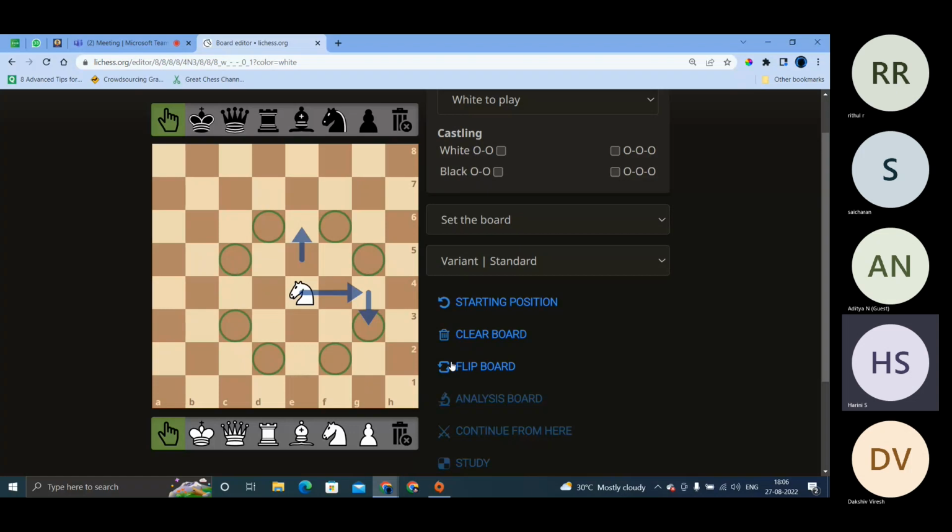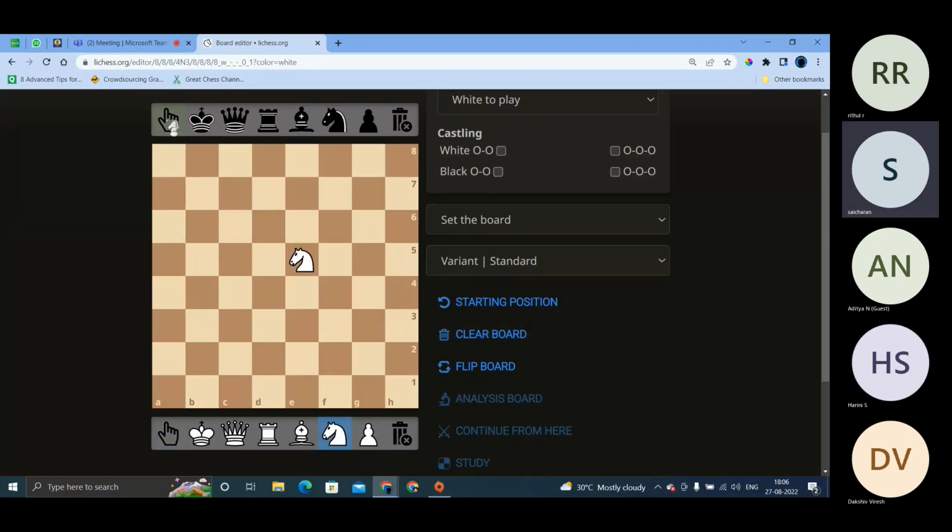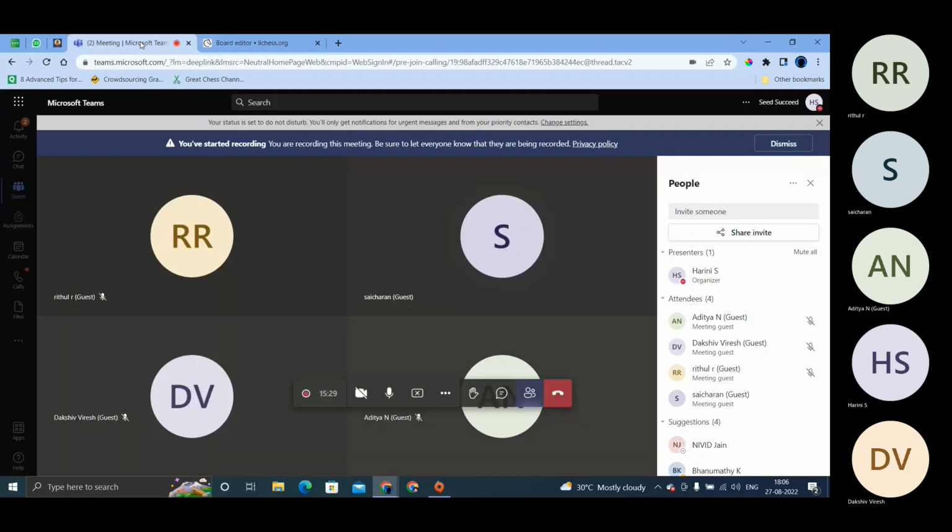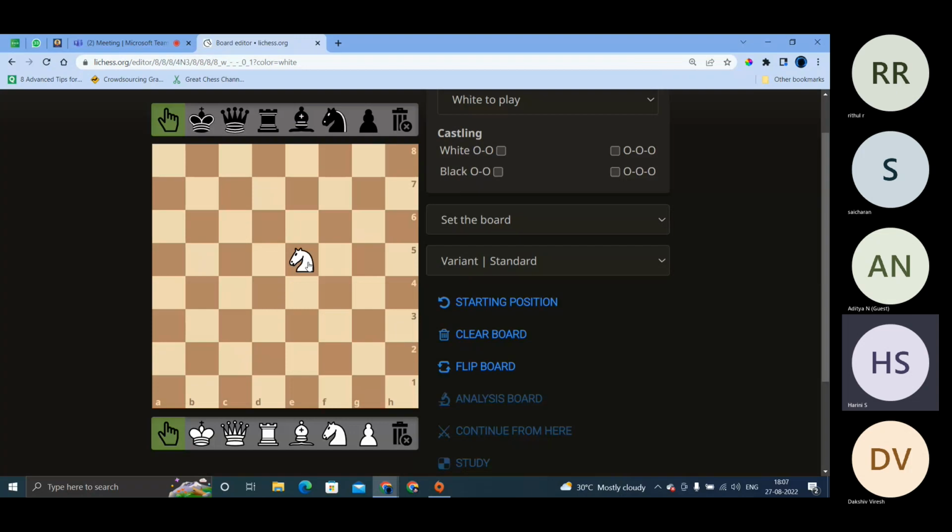Can we do some exercise? Yes, ma'am. Okay, we'll start with Aditya. Aditya, can you point one square? Where will this knight land? The knight will land F6.